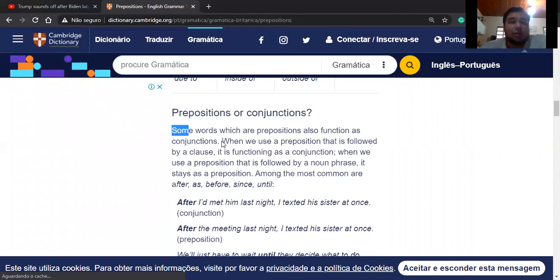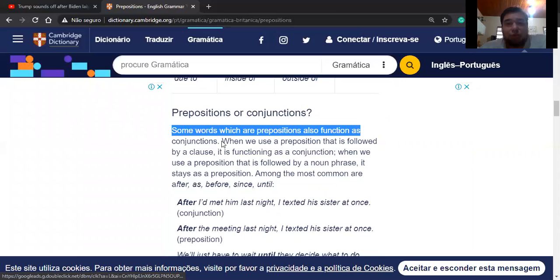Some words which are prepositions also function as conjunctions.